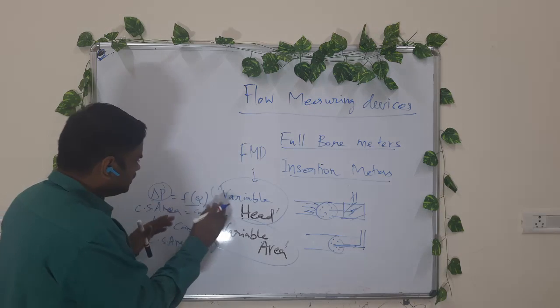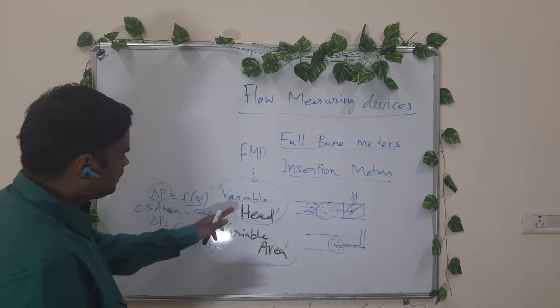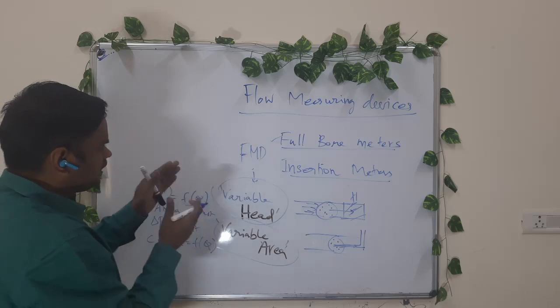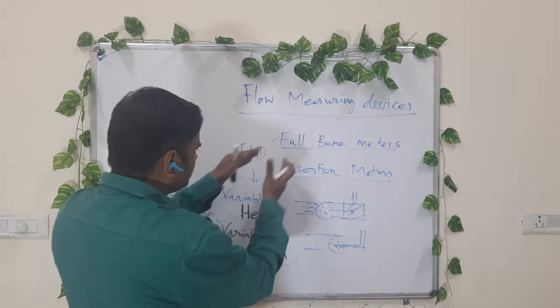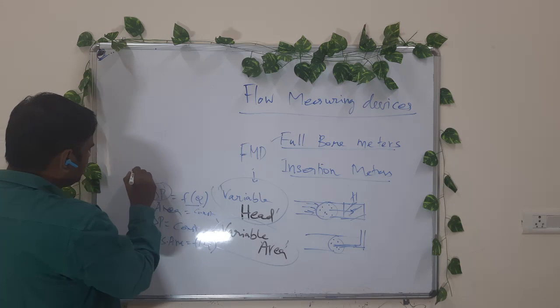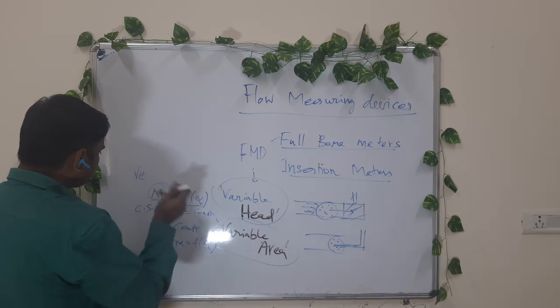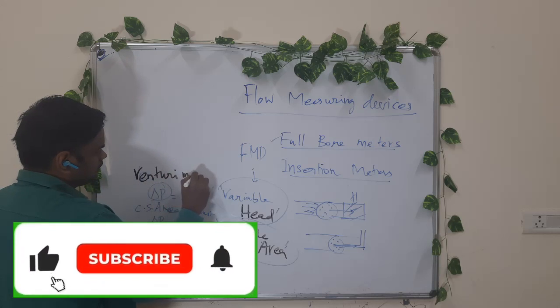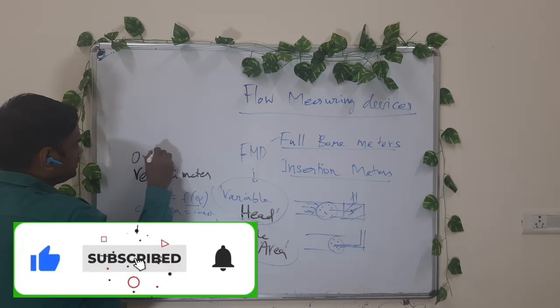So we are going to consider some cases like variable head meters, which, as I said, come under the full bore meters. That means the entire fluid will be flowing past these full bore meters. For example, among variable head meters, we have the venturi meter and we have orifice meters.